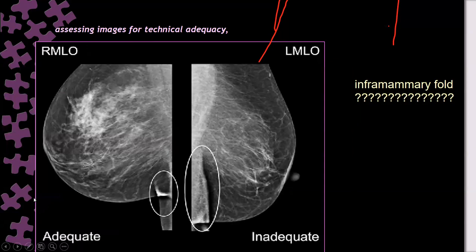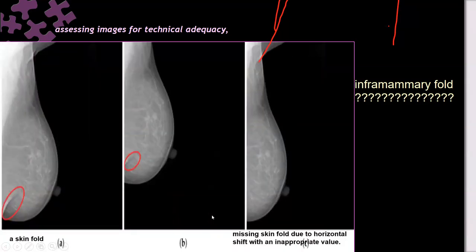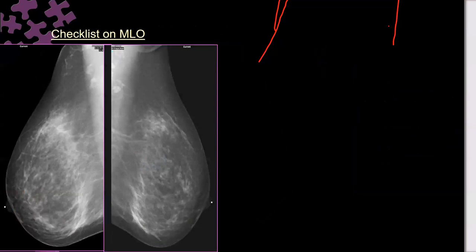I brought it just to comment on the inframammary fold. Here you see there is a skin fold. They try to adjust it, but they miss part of the pectoralis. And here, they try to adjust it, but they move from it. Instead of just stretching, or moving horizontally, they did not stretch the breast, making it not optimum. Okay.